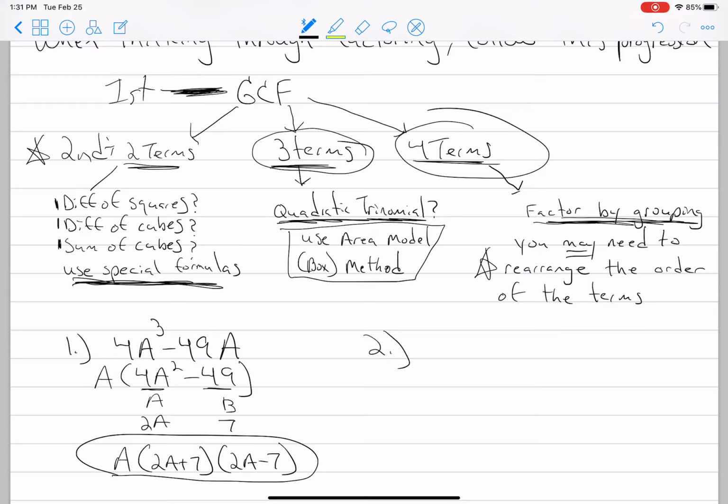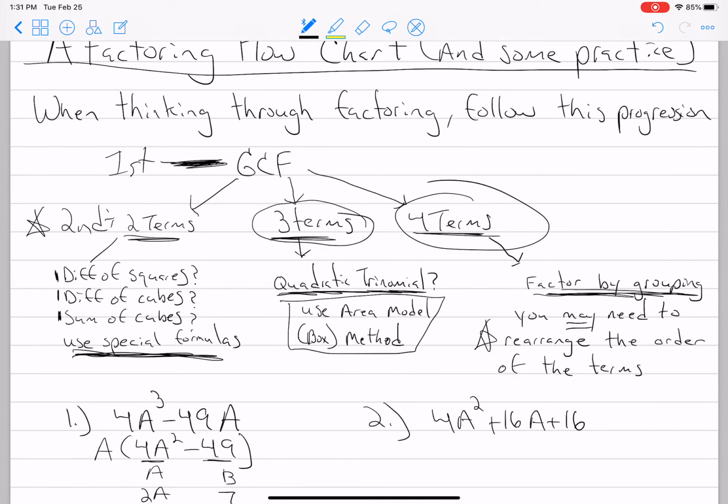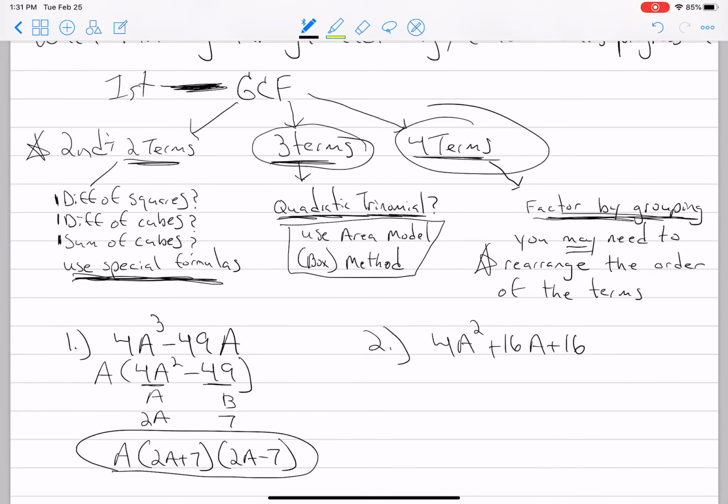Moving on to number 2, and again, I'm going to use the same flow chart. It says 4a squared plus 16a plus 16. So let me go back up here. Let me think about a GCF first. Does this have a GCF? Yes, I see a GCF of 4 that I can factor out of all of these, so I'm going to take that out. 4 times a squared plus 4a plus 4.